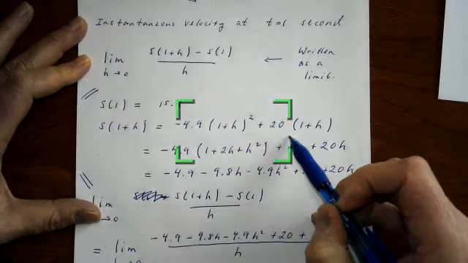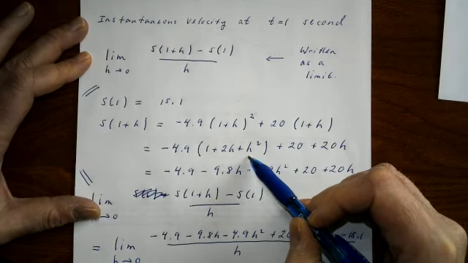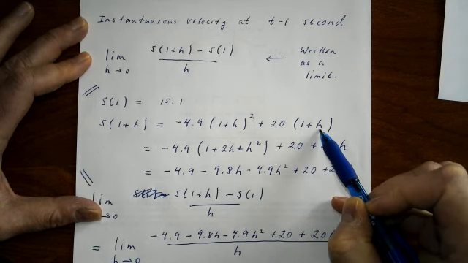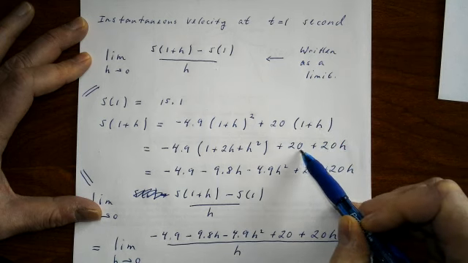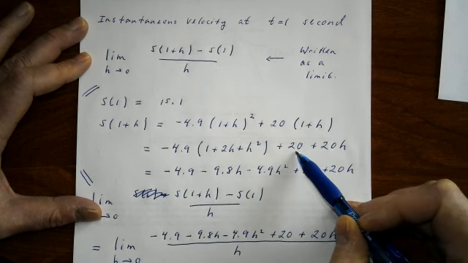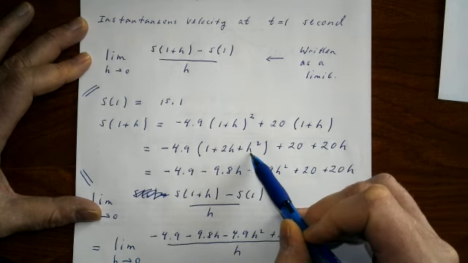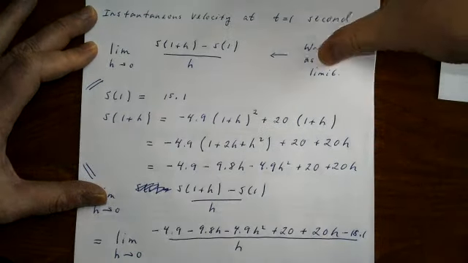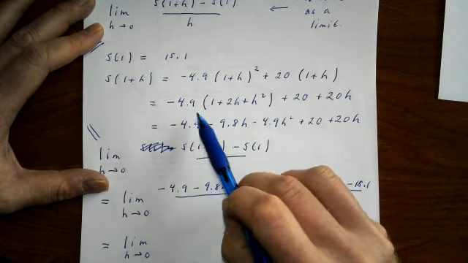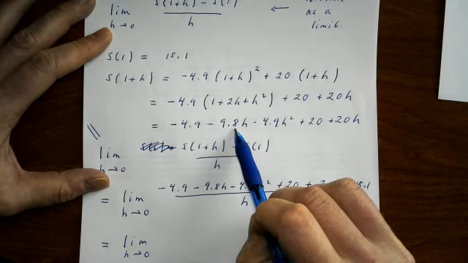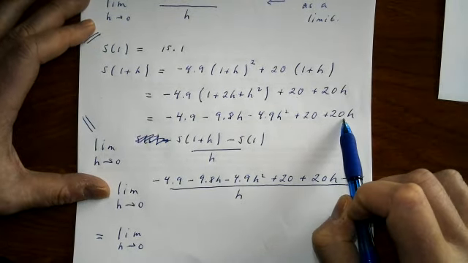Okay, so let's expand this. 1 plus h quantity squared is 1 plus 2h plus h squared, plus 20 times the quantity 1 plus h. Be careful about including parentheses. Otherwise, instead of getting 20 plus 20h, we might just accidentally write down 20 plus h. Let's take the minus 4.9 and multiply it by each of these three terms, and we get minus 4.9 minus 2 times 4.9, which is minus 9.8h, minus 4.9h squared plus 20 plus 20h.